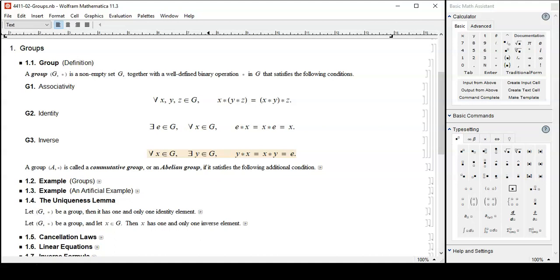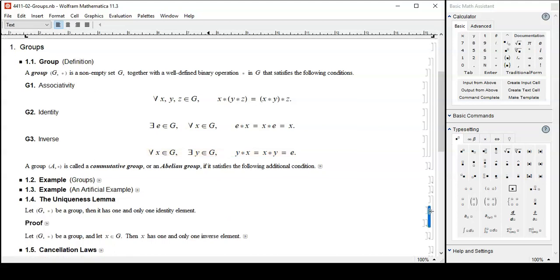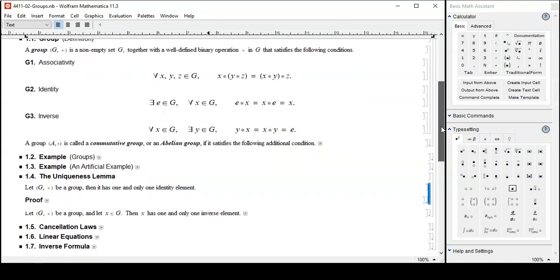We want to establish those two uniqueness properties, and once that uniqueness is set, then we're going to call it the identity because we proved that there's only one, and we're going to call it the inverse of x because we just proved there's only one. Well, actually we didn't prove yet, but we will shortly. Okay, let's go ahead and prove there's only one identity.